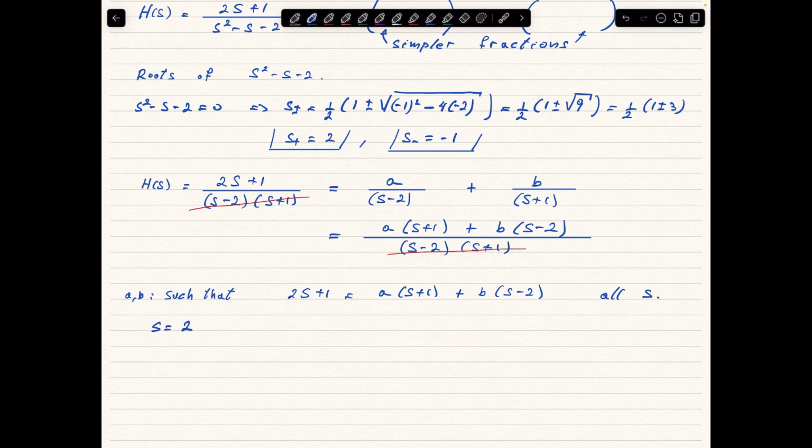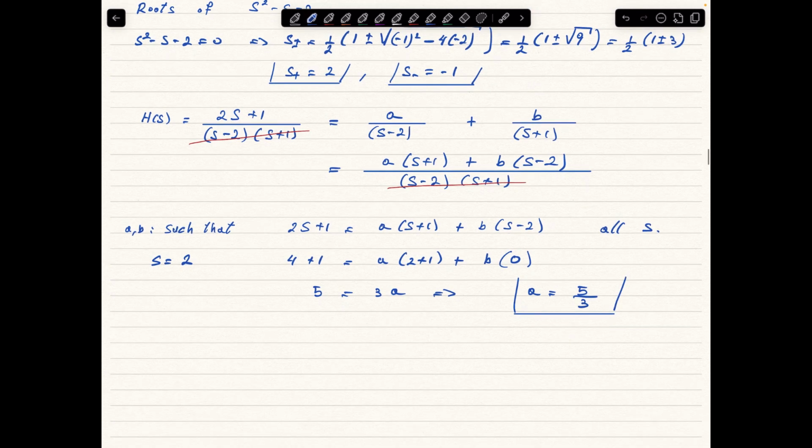Well, then we are going to have 4 plus 1. Here we are going to have a times 2 plus 1. And here we are going to have b times 0. That's why we are doing the evaluation at 2, because b disappears from the equation. And we get 5 has to be equal to 3a. And that means that a has to be 5/3. So we got a pretty quick.